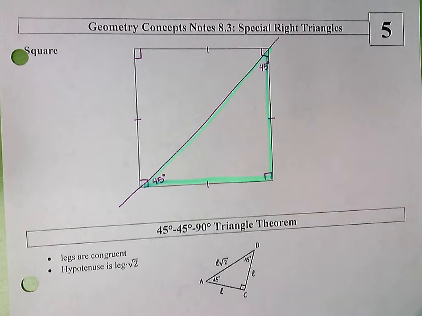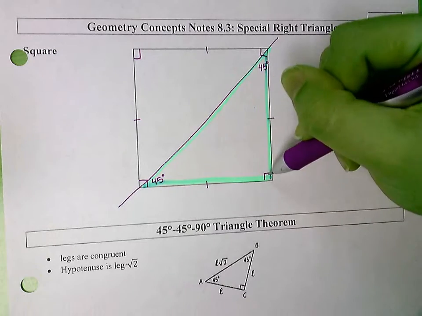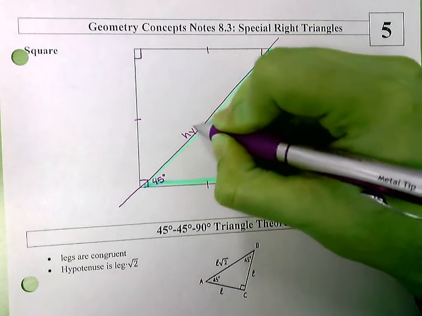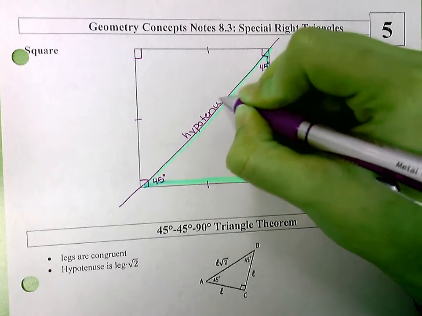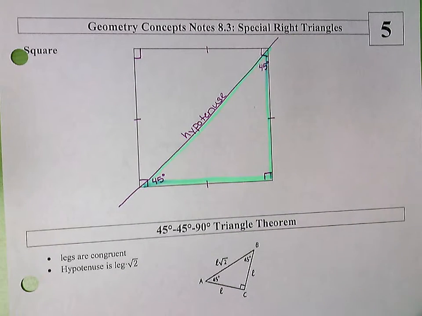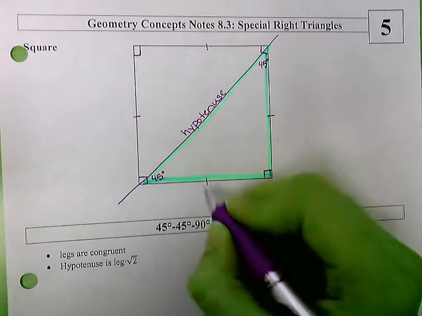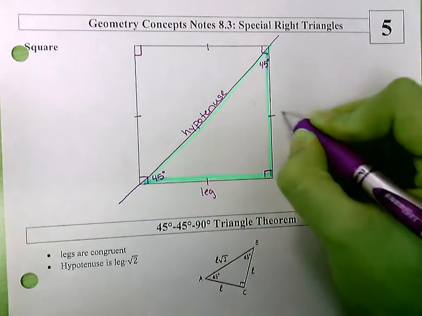I'm going to label my sides. So opposite that 90-degree angle would be the hypotenuse. Okay, the other two sides are going to be the legs.